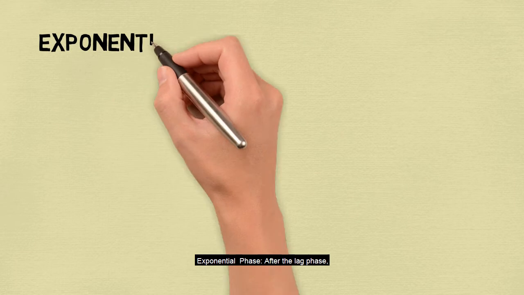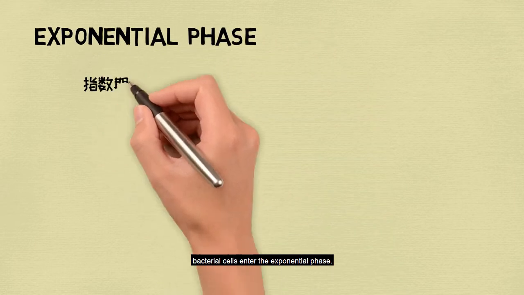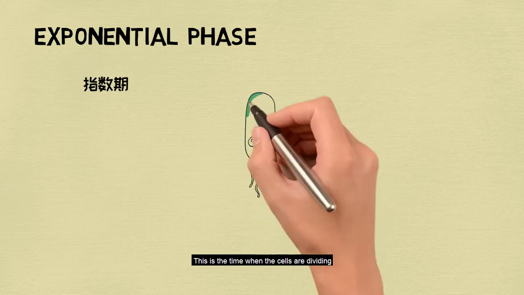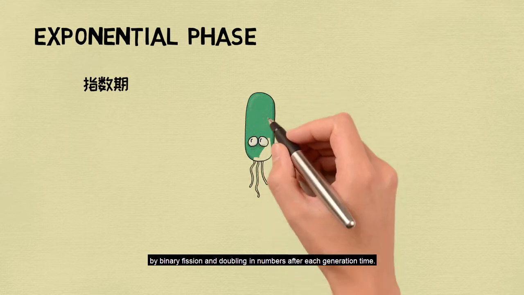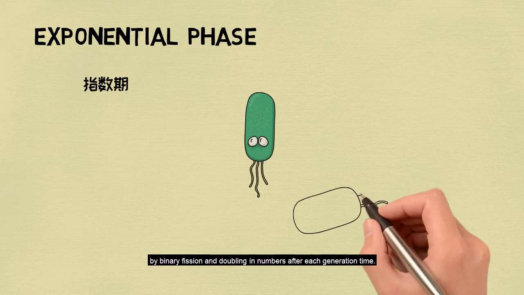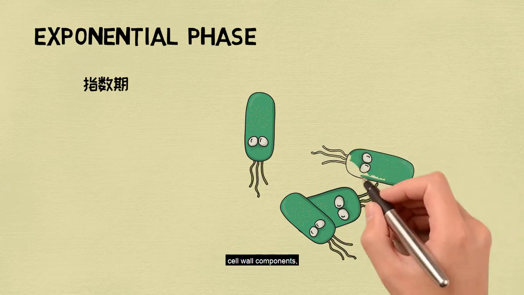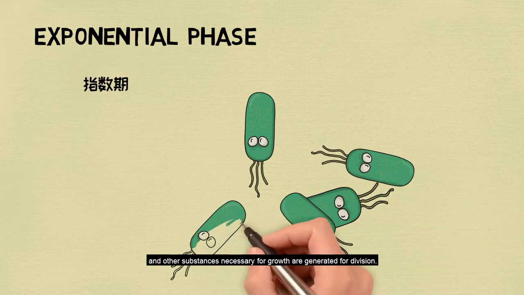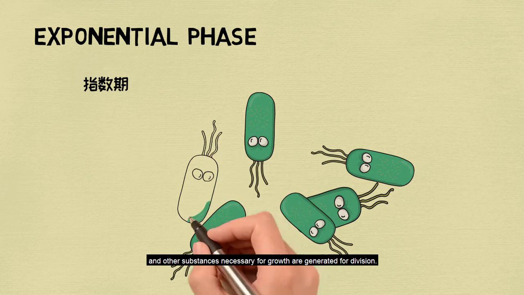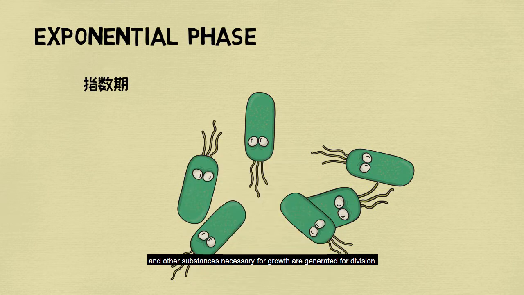Exponential phase. After the lag phase, bacterial cells enter the exponential phase. This is the time when the cells are dividing by binary fission and doubling in numbers after each generation time. Metabolic activity is high as DNA, RNA, cell wall components, and other substances necessary for growth are generated for division.